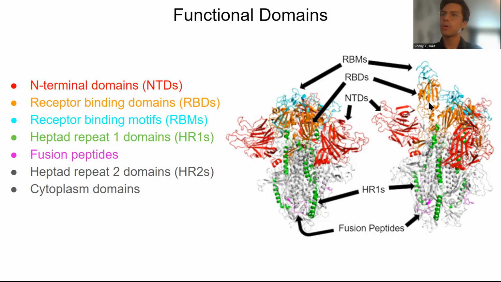What is most notable here is this top half: the red, the orange, and the cyan. Those are the regions that actually interact with the ACE2 human receptor. So based on the flexibility equals functionality theory, these should be the most flexible regions of the protein as predicted by all three of the models.